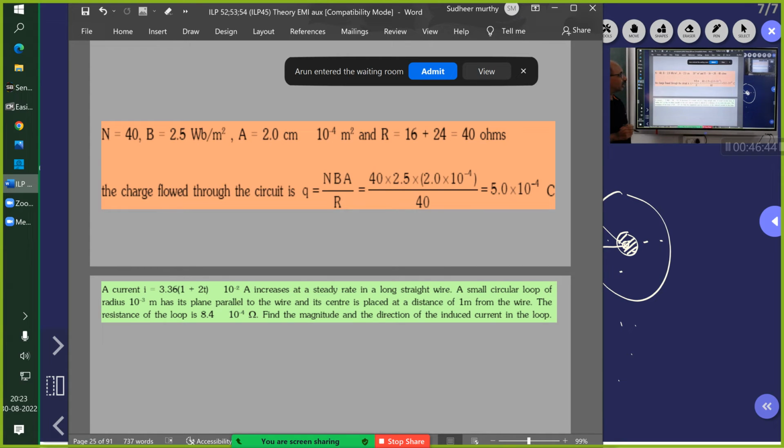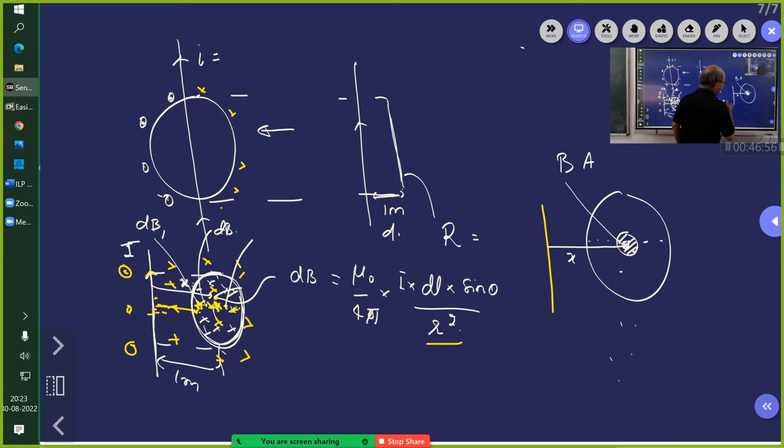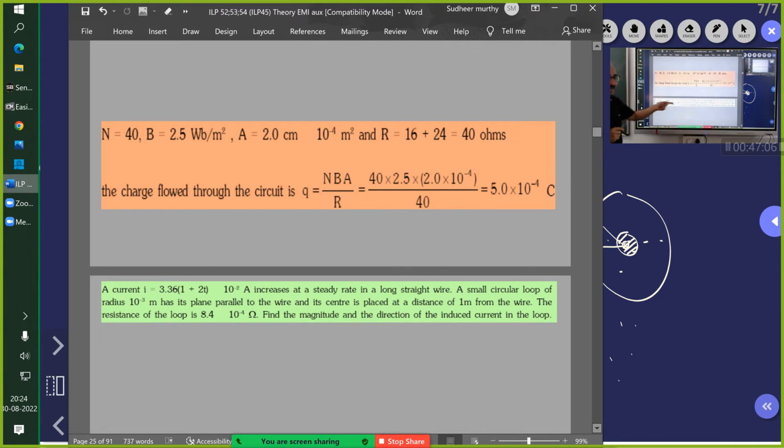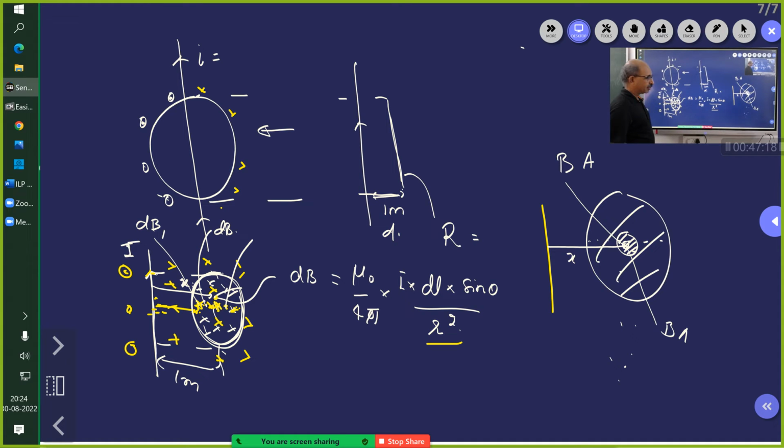Understood? In the examination, this is where we have to be extremely careful. When you draw the diagram and you are stuck with the problem, how should you know? What you should do is read the problem once again carefully without becoming tense. If you read it again, you will get some hint. Small circular loop means whatever magnetic field I calculate here, this into this area should give me the flux.